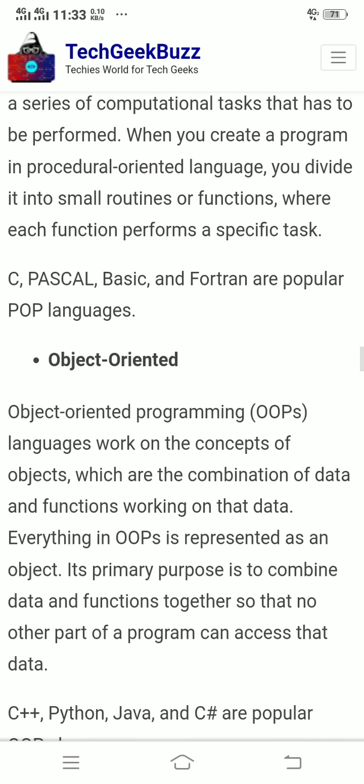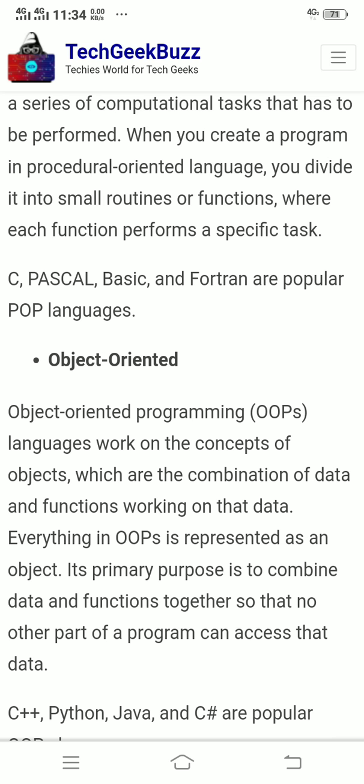And the other one is object oriented programming language, OOPS. These languages work on the concept of objects, which are combinations of data and functions working on that data. In OOPS everything is treated as an object. Its purpose is to combine data and functions together so that no other part of the program can access that data. C++, Python, Java, and C# are popular languages.